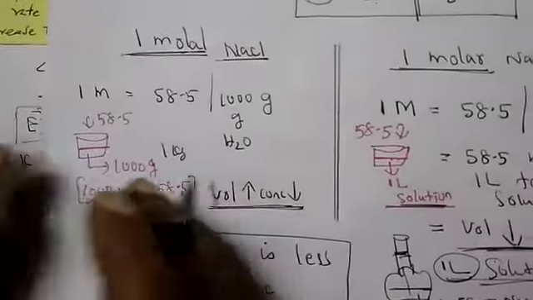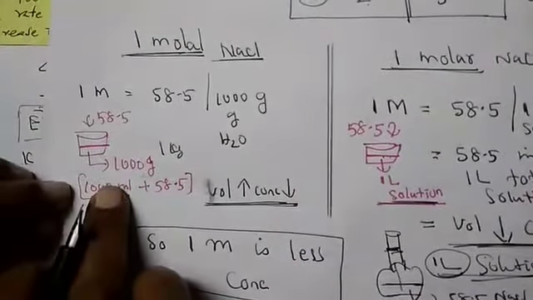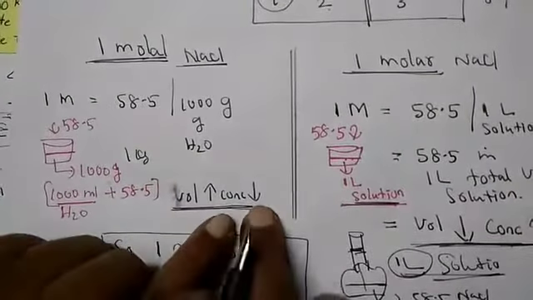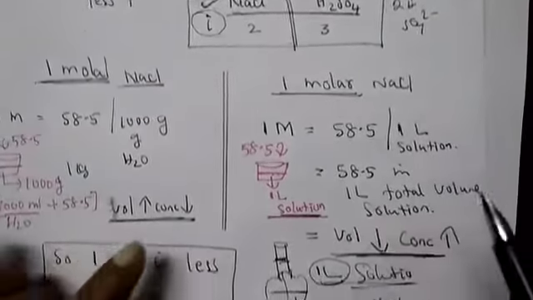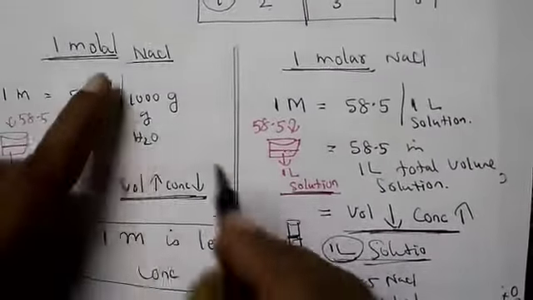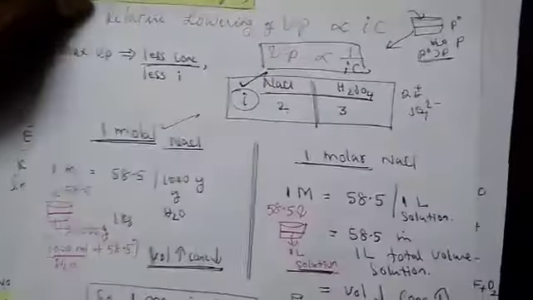In the other case, you add the salt to 1 kilogram of water. With more water, the volume increases and the concentration decreases. What I want is less concentration, so among these two, the one with less concentration is the molar one, and you select that. Very beautiful question, very interesting knowledge.